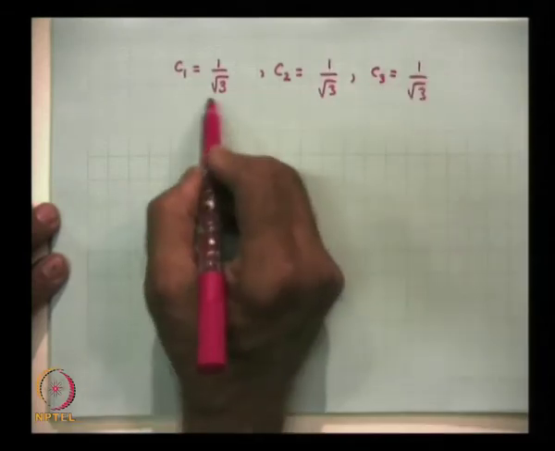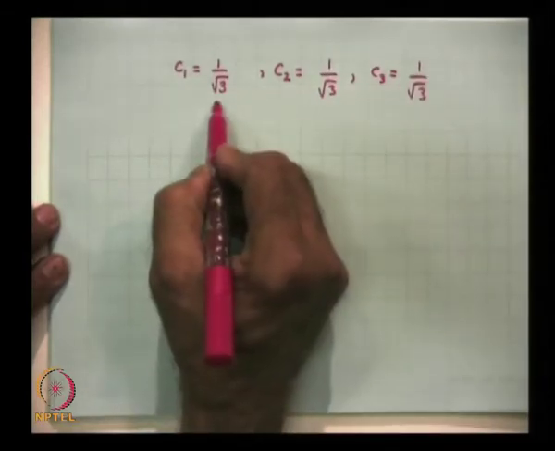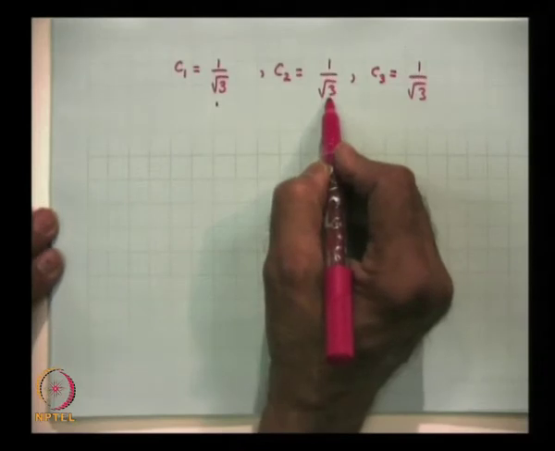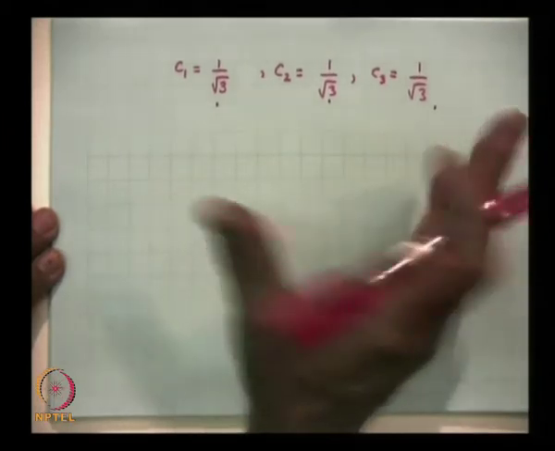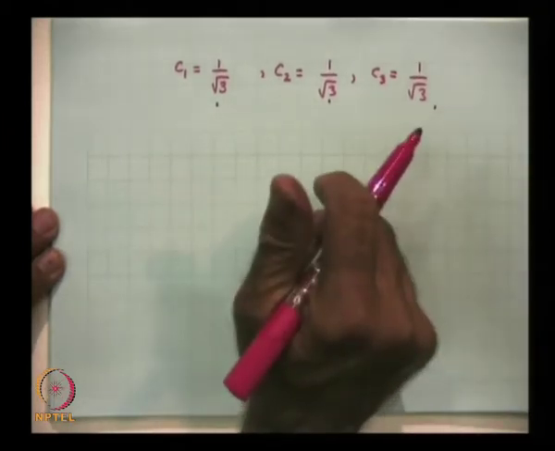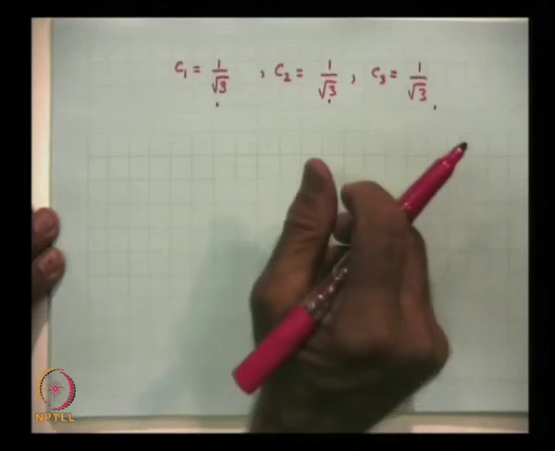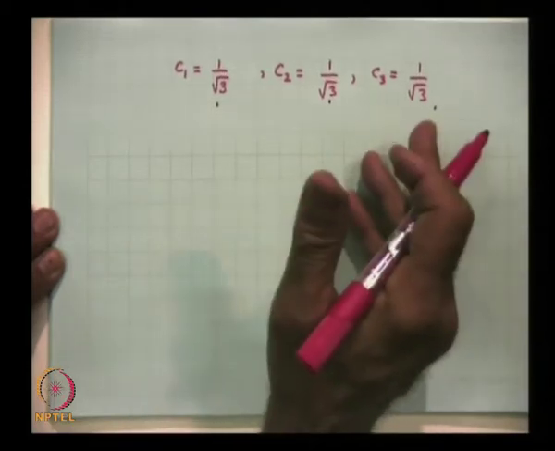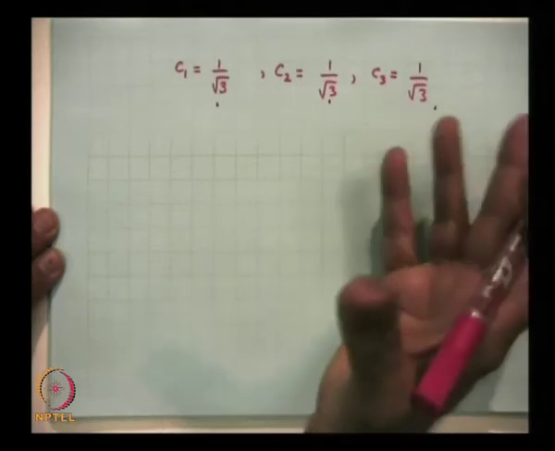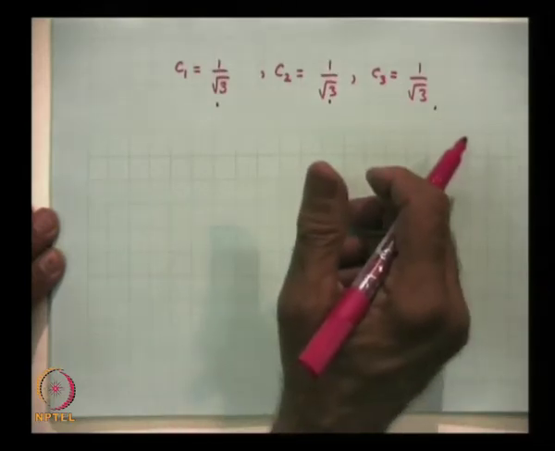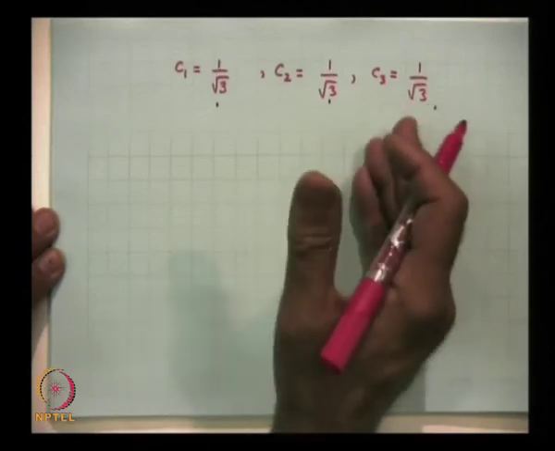So, there is a 1/3 probability of finding it in E1, 1/3 probability of finding it in E2, and 1/3 probability of finding it in E3. And these probabilities will not change with time, and therefore, these states are known as stationary states. The probability of finding them in that state will not change with time.